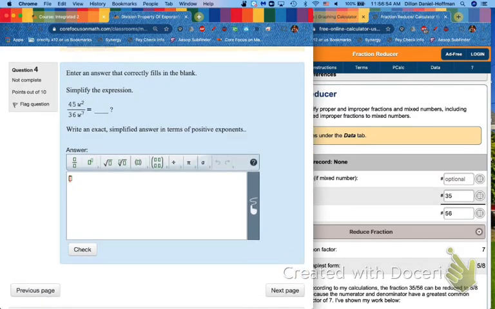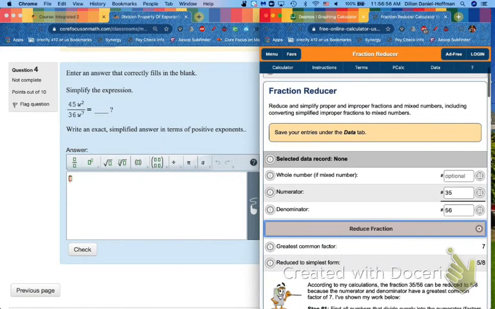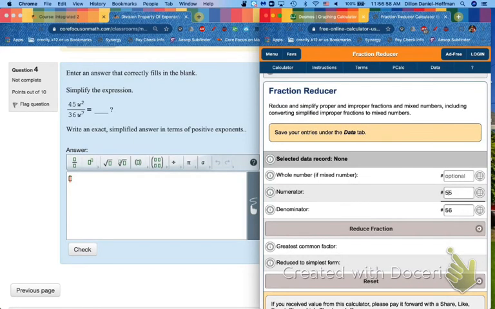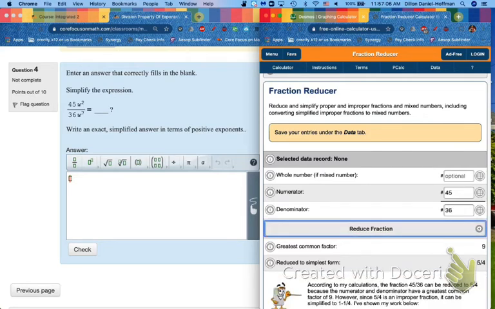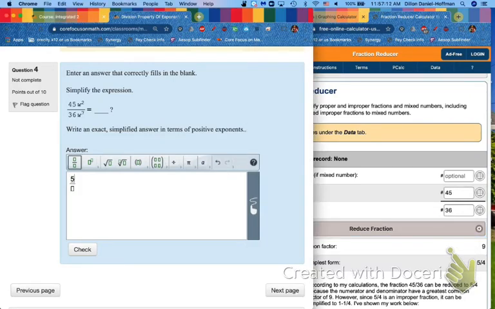All right, number 4, 45 and 36. In my head, I know that they share a 9, but again, I'm not going to rely on you guys having those mental math ninja skills. So you can come over here, reduce 45 over 36. It's going to tell you the greatest common factor is 9, and that reduces to 5/4. So then I come over here, I type in 5 over 4. And then I need to figure out how many more w's do I have on bottom than I have on top.